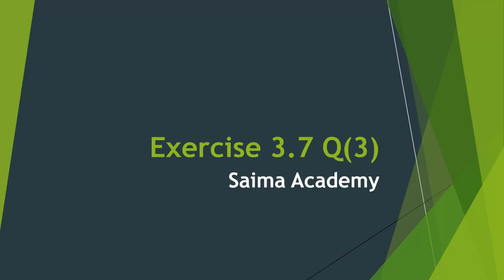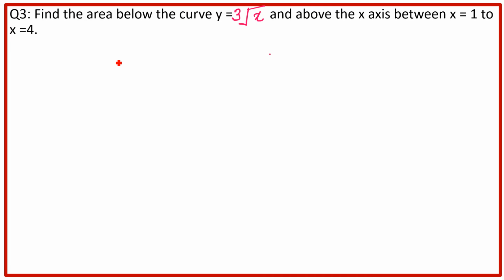In this lesson, we will discuss question number 3 of exercise 3.7. The question is: find the area below the curve y is equal to 3 under root x and above the x-axis between x is equal to 1 to x is equal to 4. The question seems to be difficult, but it is very easy.